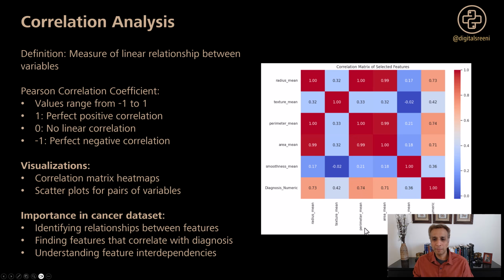These two are basically related by a mathematical equation, so 1-to-1 correlation. Same with area and perimeter, right? Why is it not exactly 1? Because one is not calculated from the other.